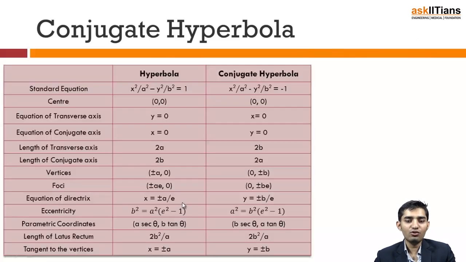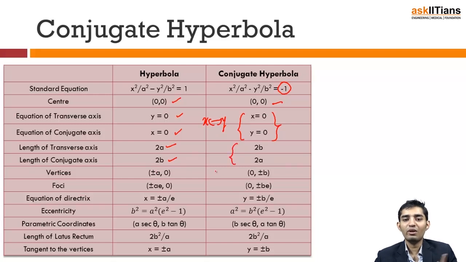Okay, so let us compare these two, right? Hyperbola and conjugate hyperbola. So in case of hyperbola, we have equal to 1, and in case of conjugate hyperbola, this 1 is simply replaced by minus 1, right? Here centers are same. Transverse axis will be y equal to 0 and conjugate axis x equal to 0, right? And here it will just exchange x and y, right? So swap x and y. You will get transverse and conjugate axis of this. Now here length of transverse axis will be 2a, length of conjugate axis will be 2b, right?